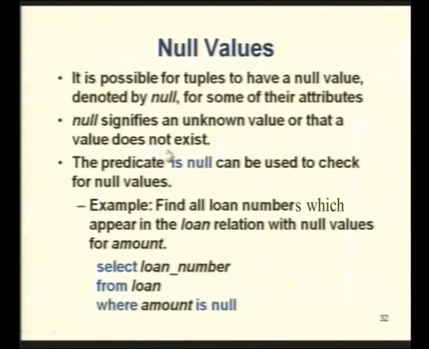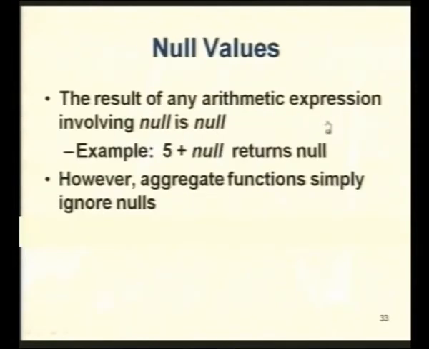The predicate is null can be used to check for null values. You have a predicate called is null that is normally used to check. For example, find all loan numbers which appear in the loan relation with null values for amount. You can check whether this amount is null. The result of any arithmetic operation involving null is null. For example, 5 plus null returns null, not 5 as you normally know in arithmetic. However, aggregate operations normally ignore the null.